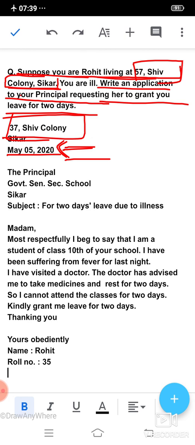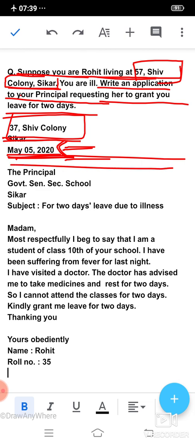So the first thing which is written is the sender's address. After that we write the date. After the date we leave one line and write the inside address, meaning the receiver's address. In the receiver's address, first of all we mention the post of the person to whom we are writing the letter, and after the post we mention the organization or institute. So: The Principal, Government Senior Secondary School, Sikar.